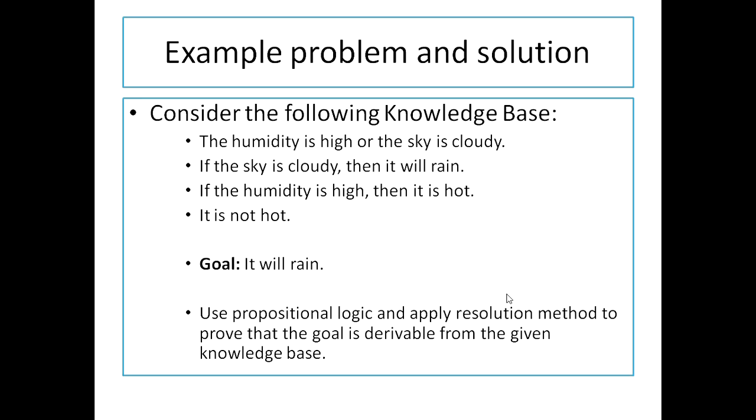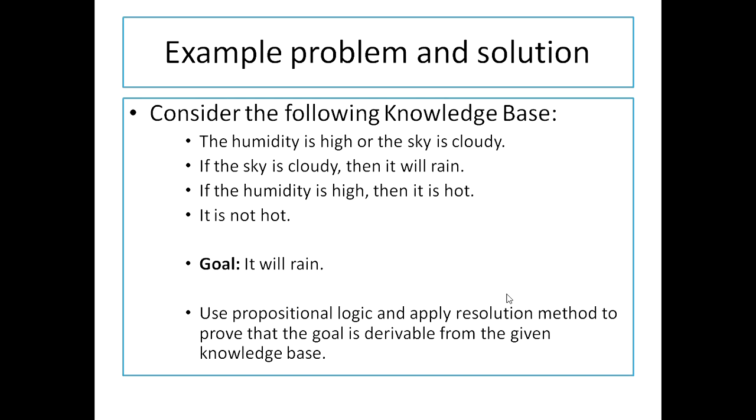So consider these statements. The humidity is high or the sky is cloudy. This is the first statement. The next statement is, if the sky is cloudy, then it will rain. The third statement is, if the humidity is high, then it is hot. The fourth statement is, it is not hot. The goal statement is, it will rain.